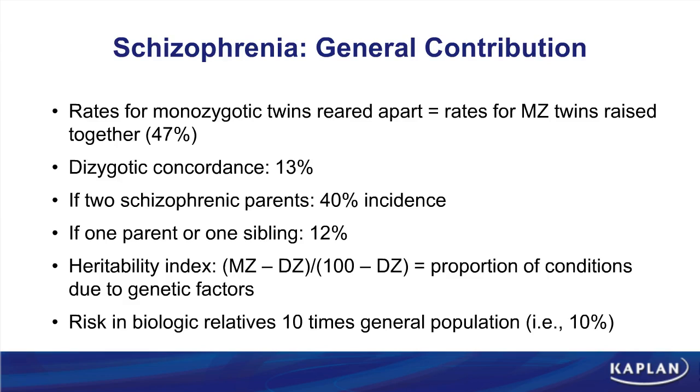The heritability index formula is monozygotic minus dizygotic, divided by 100 minus dizygotic. Please remember this because it is a common formula that appears on the exam. So because we believe that schizophrenia does have genetic linkage, we know that there is a risk in biological relatives that is 10 times greater than the general population.